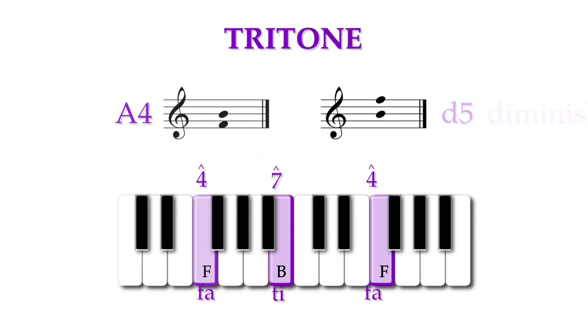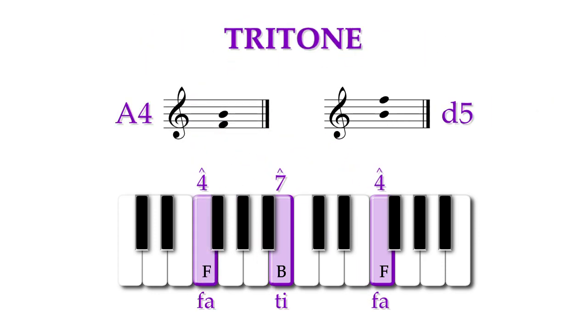Like the augmented fourth, the diminished fifth is a unique diatonic interval. It is also 3 whole tones wide, and is only found in one specific place in our key. Both of these unique intervals involve the relationship between the same 2 scale degrees, fa and ti.